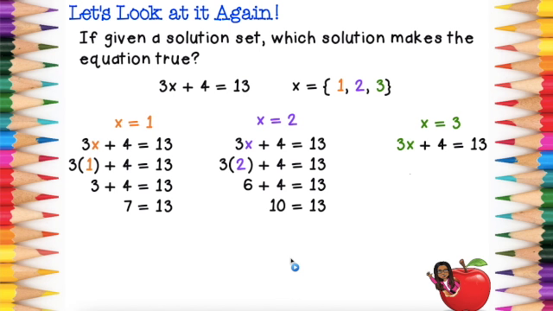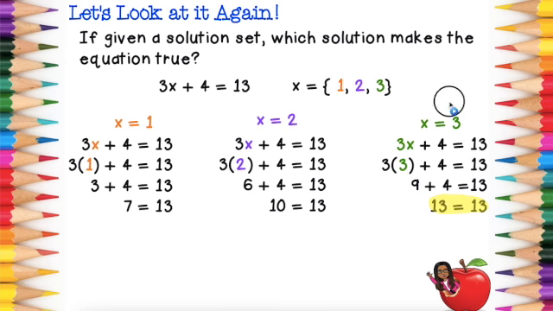Let's look at our last one. 3x plus 4, and we're going to substitute in 3 for x. So we have 3 times 3 plus 4. That gives us 9 plus 4, and we do get 13. Therefore, we have a solution. And our solution would be x is equal to 3, because 3 is the only value that we can substitute in for x that's going to give us 13.